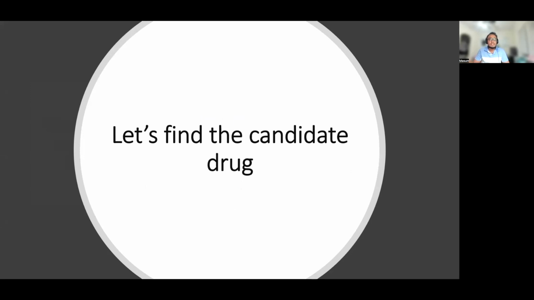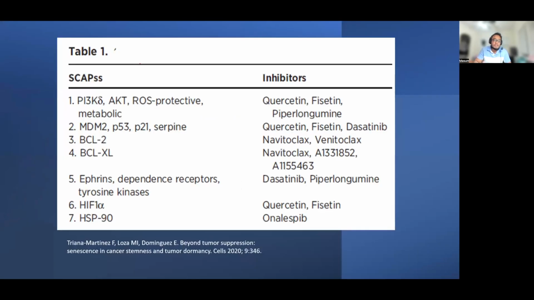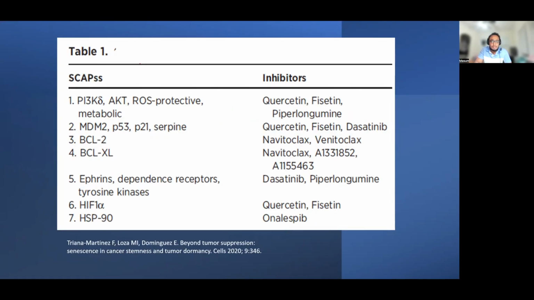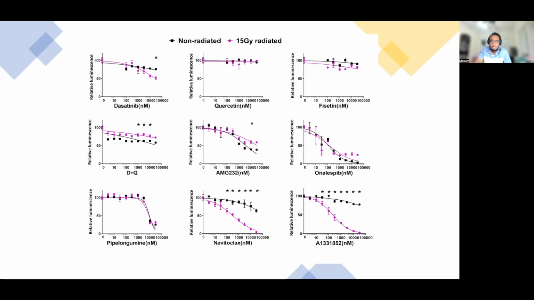All right, so let's find the candidate drug. Our candidates are senolytic drugs, which come in different classes. At this moment, the table is very small, and you don't have to look at it. We will use this slide after looking at the data, to see which drug acts like drug B as a senolytic drug. Then we come to this table and find out which target we're looking for.